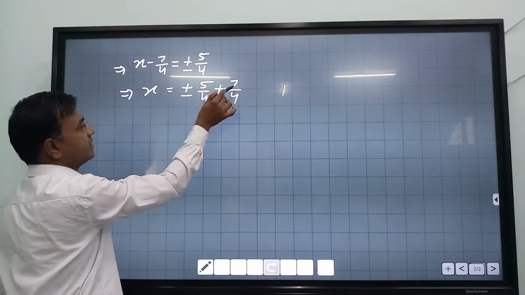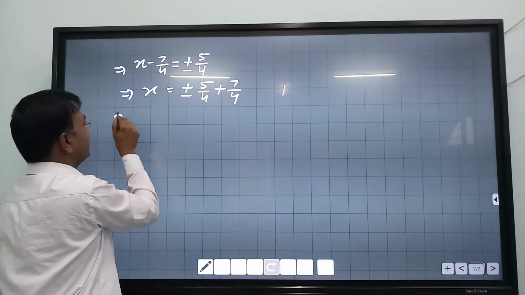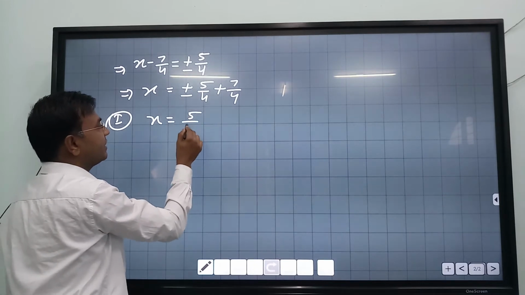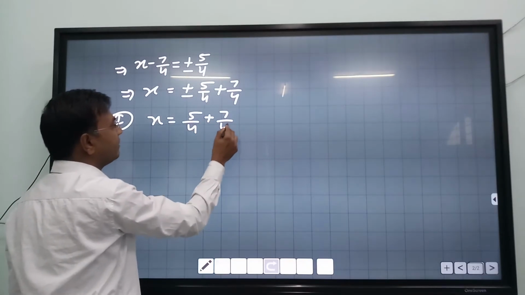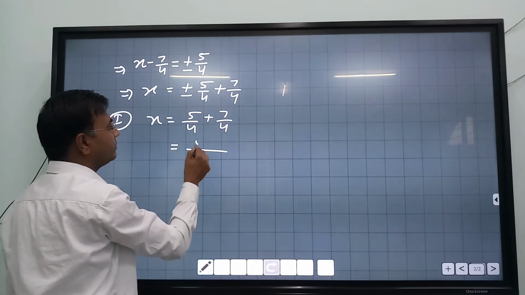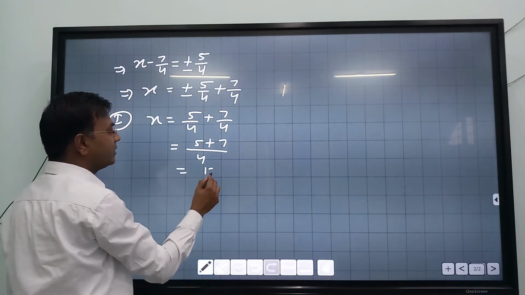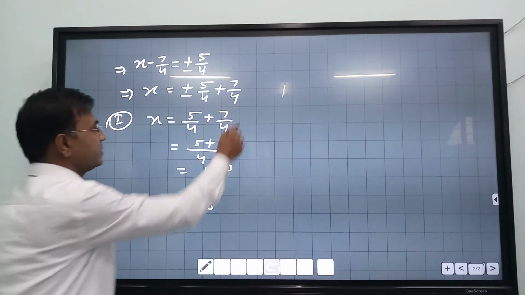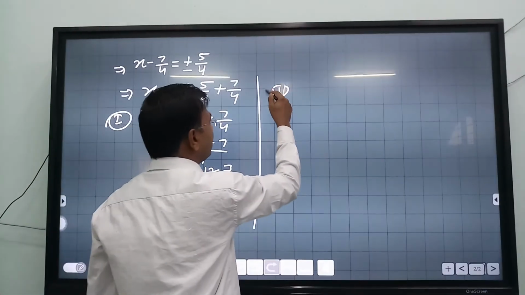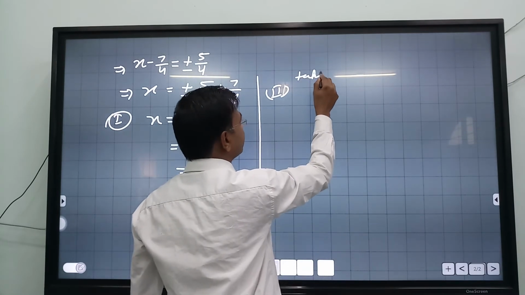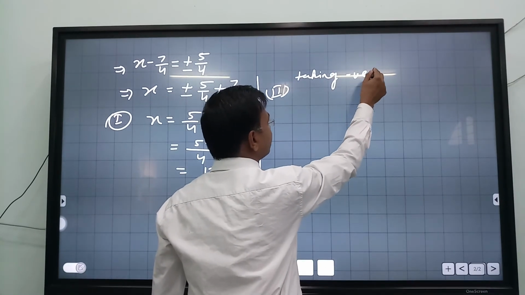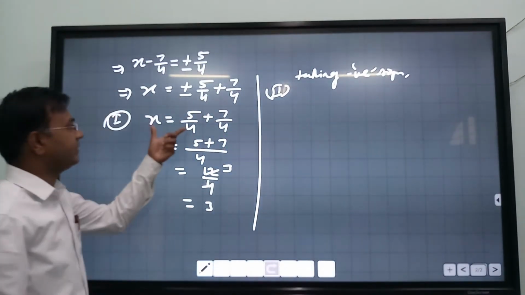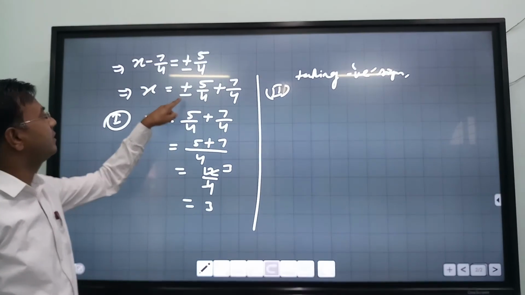This constant is shifted to the RHS side. Now we have two values. The first root is taking the plus sign, that is 5 by 4 plus 7 by 4. So taking LCM 4, 5 plus 7, 12 by 4 equals to 3. Right? Similarly, the second value is taking the negative sign. The square root contains plus and minus. Here we have taken the plus sign and now we are taking this minus sign.